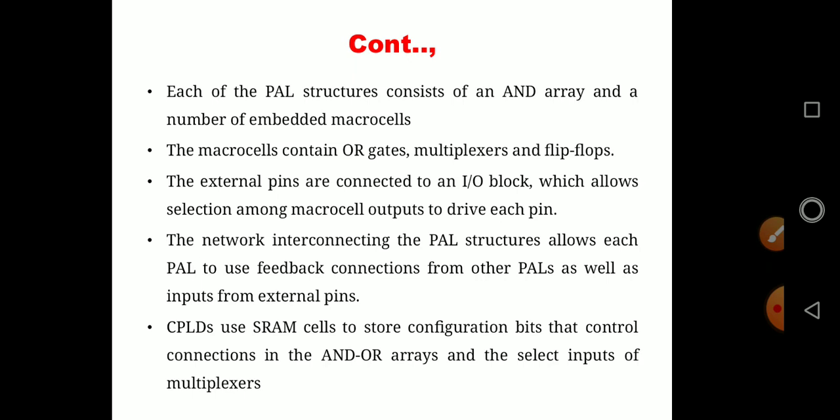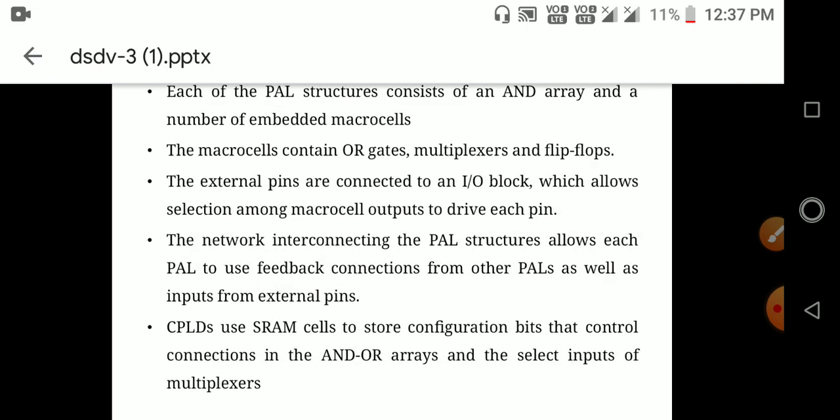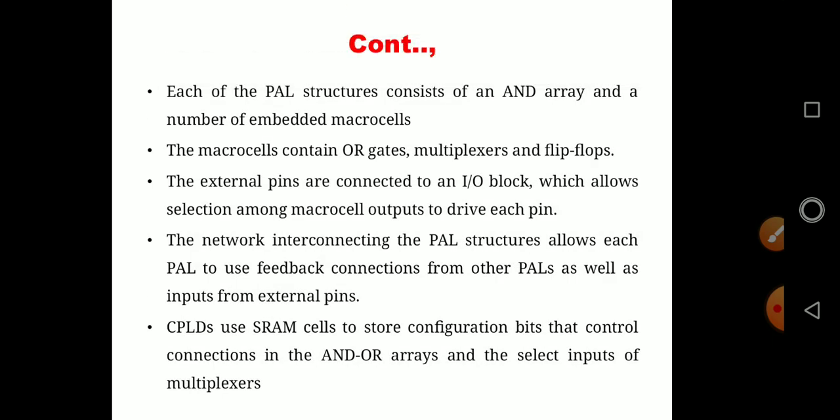So complex PLDs use SRAM cells to store the configuration bits that control the connections in the AND OR logics. So there are configuration bits which are used to define the connections in the AND OR arrays. Those configuration bits are stored in the static RAM in this device. As we already discussed for ASICs and those things, they used EEPROM, and these CPLDs are using static RAM here.